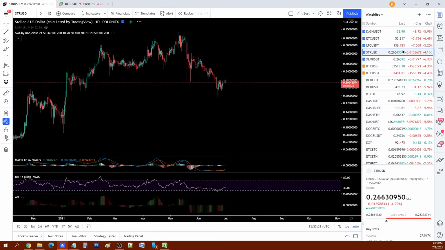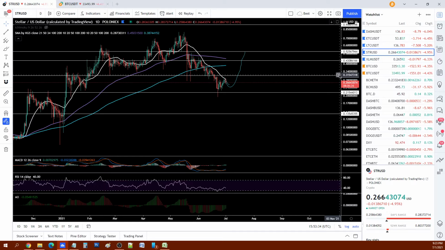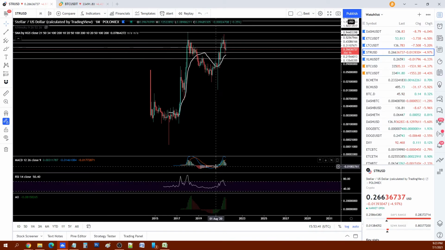So to get an idea of what happened in the relief rally, I have to fire up the Poloniex cryptocurrency chart because it has the maximum history. Now I'll be moving to the monthly time frame.